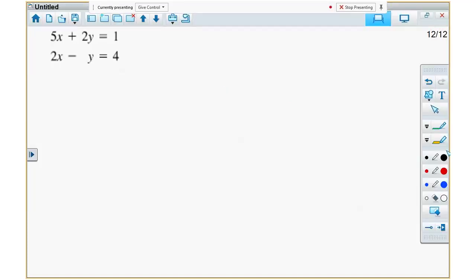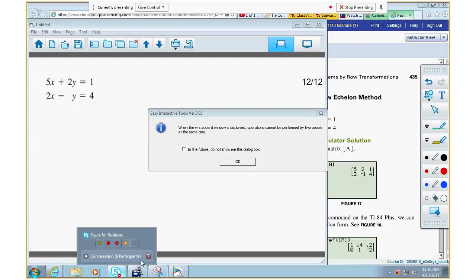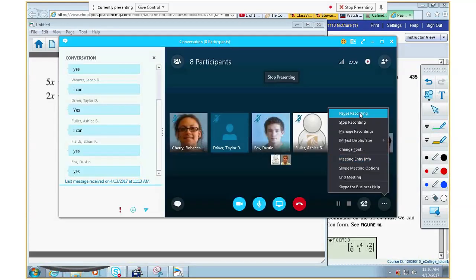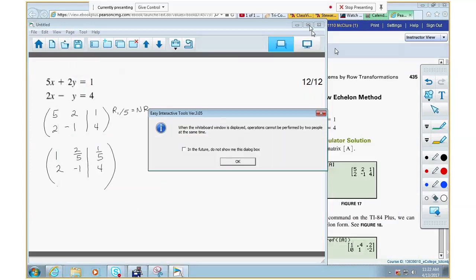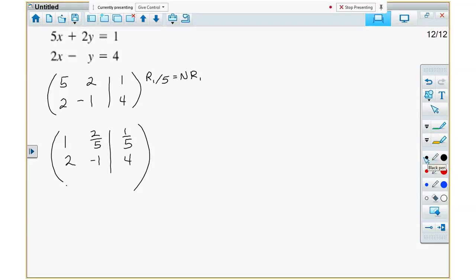I'll pause the video while everybody's working. I'll wait until everybody gets it written down. Okay, now what? Multiply row 1 by what? Negative 2, add it to row 2 to get new row 2.